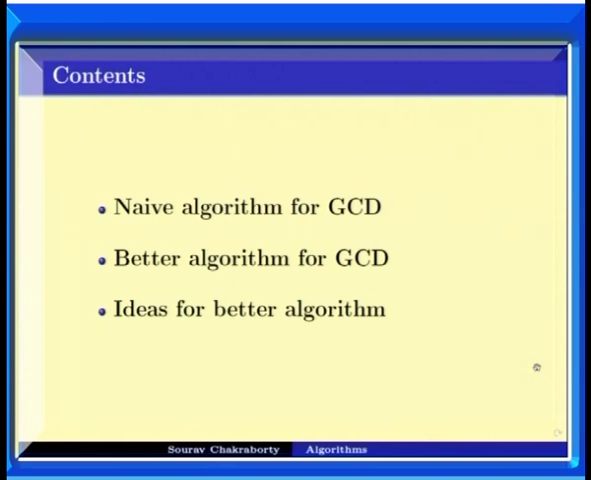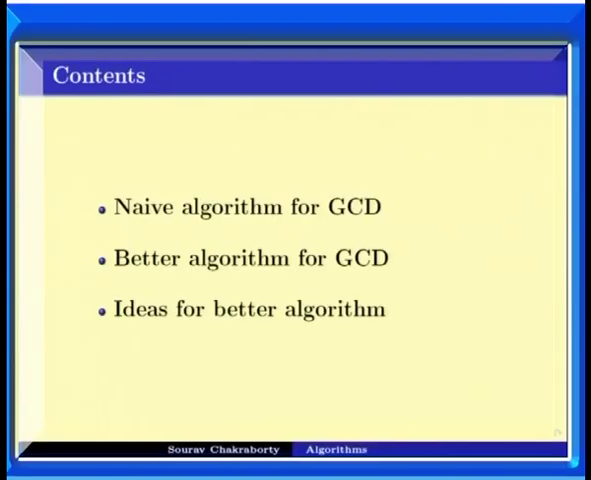Today's contents will first be revisiting the naive algorithm for finding the GCD, and this is something that we did in the last lecture. We will be revisiting it again. Then we will be going to better algorithms for GCD. At the end we will see some ideas about how that better algorithm can be made even better.